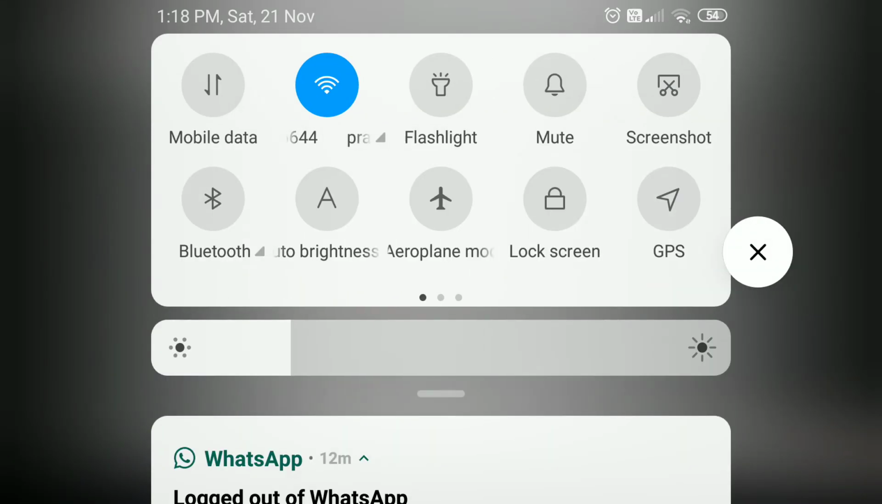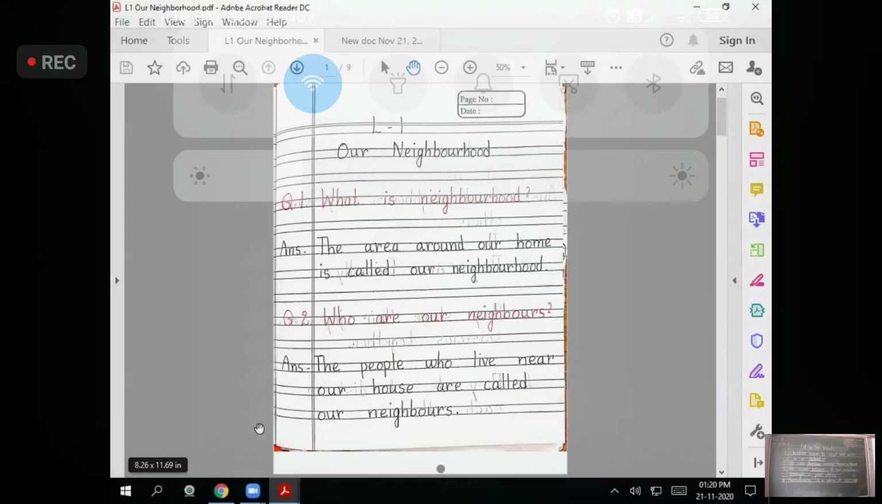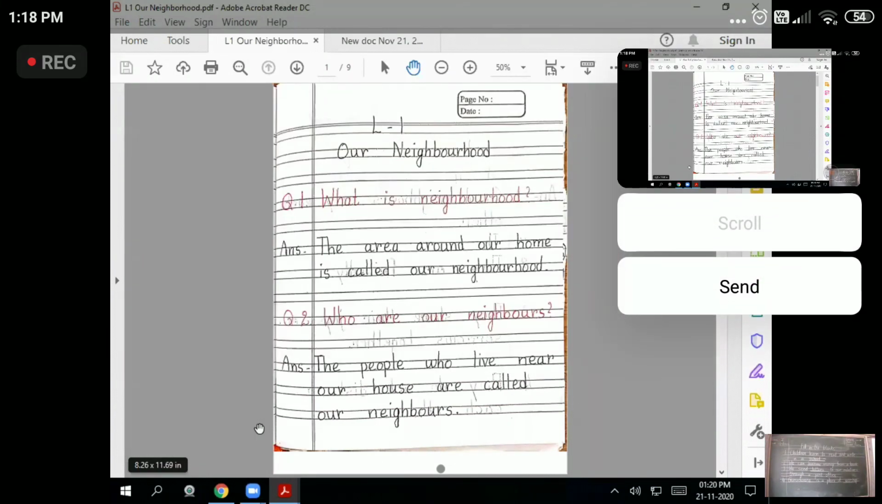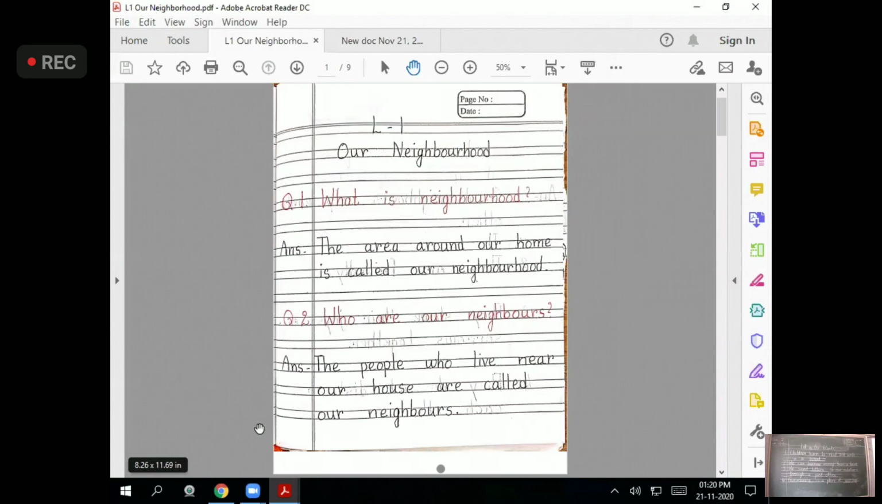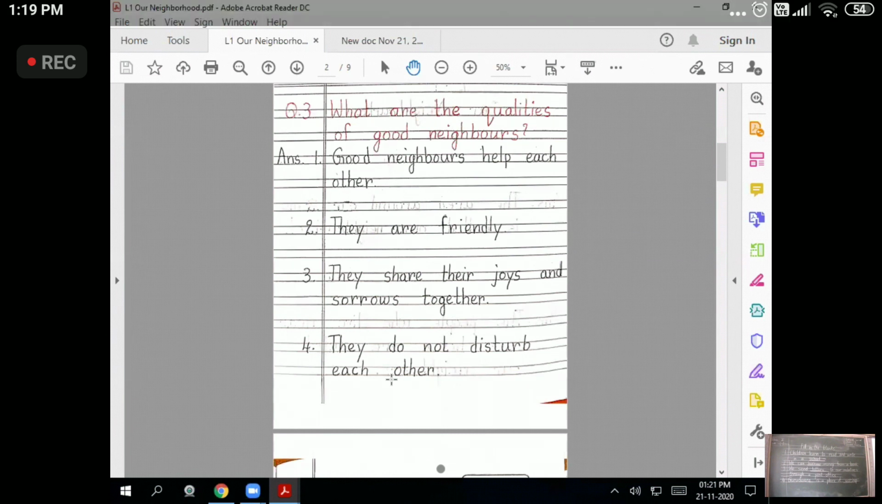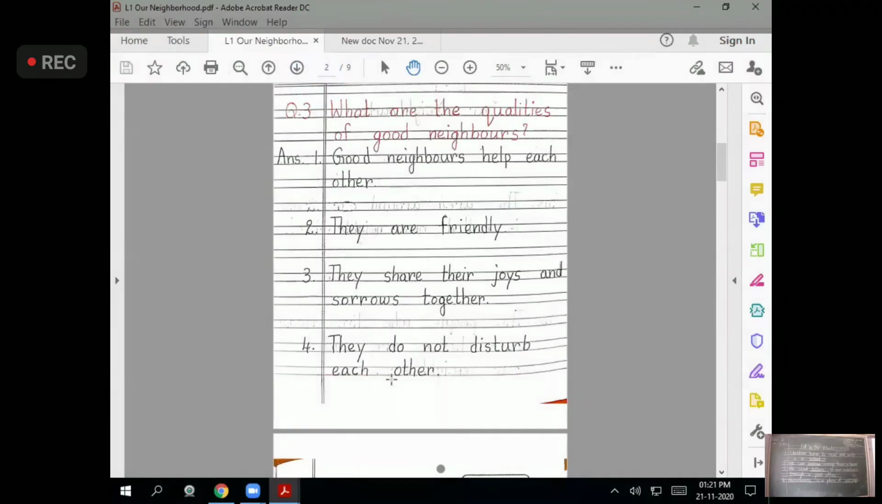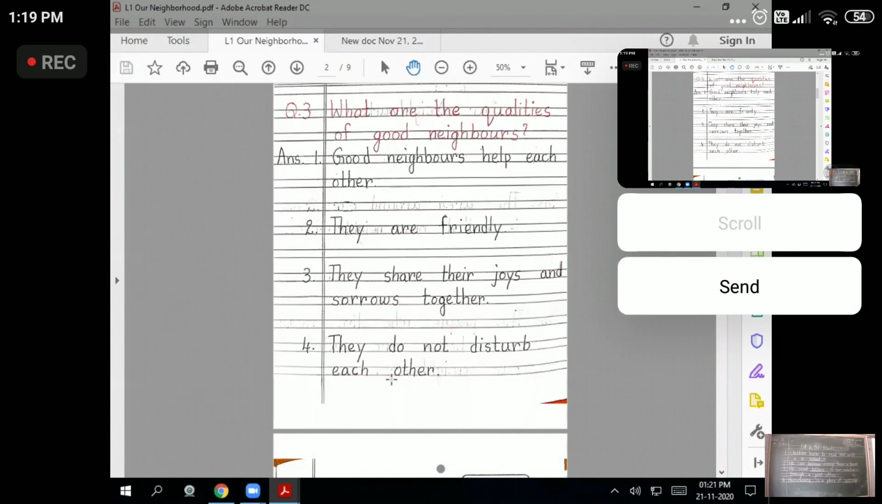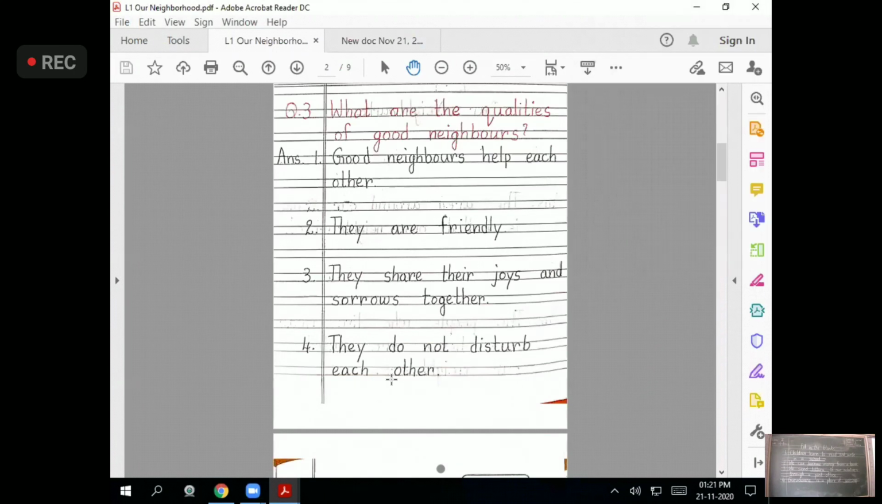Dear parents, I am allotting special time for you to take the screenshot of classwork. Why? Because from Wednesday onwards, some of the parents were asking, once I started writing the classwork, they were asking to share the screenshot. So I am allotting time and I am showing, please make use of it and take the screenshot. Next, third question and answer of lesson neighborhood.